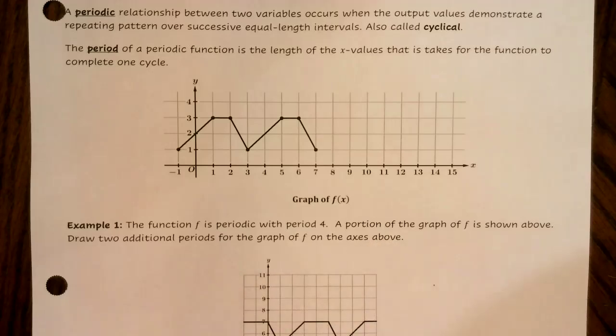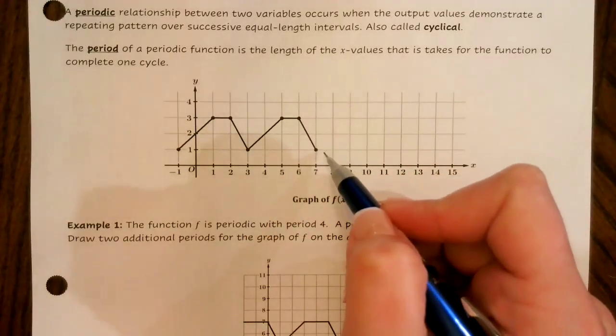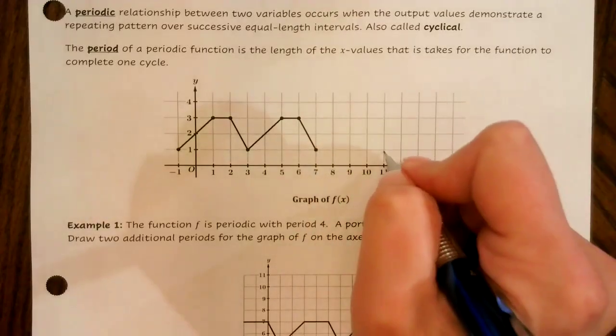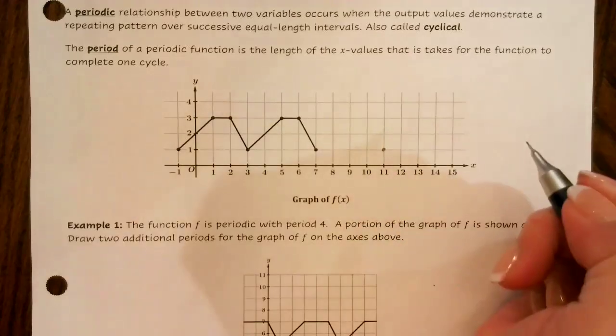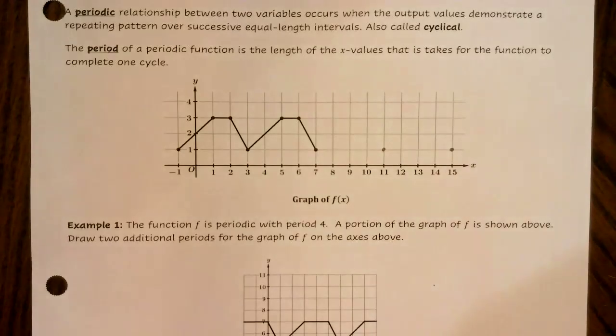A portion of the graph of f is shown above. Draw 2 additional periods for the graph of f on the axis above. So I would repeat the same cycle, and it would happen within 4 units again. So I know it starts right here. So at 4 units, it's going to be right back at that same spot. And then another 4 units, and it will return to that spot again.